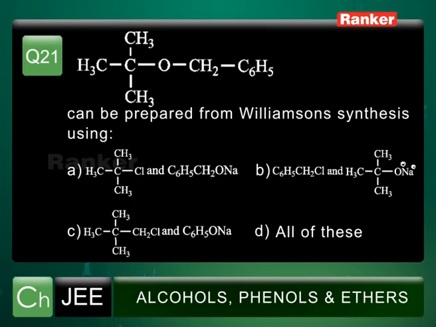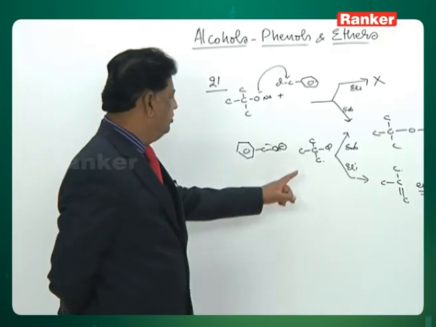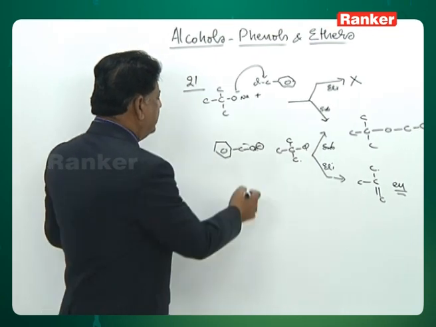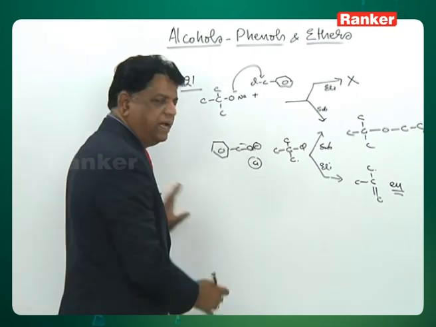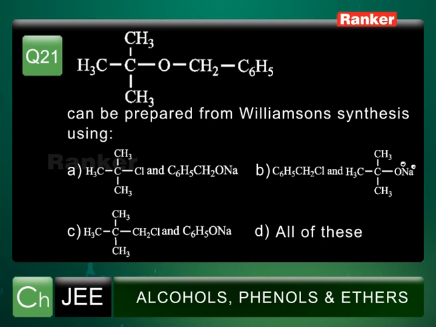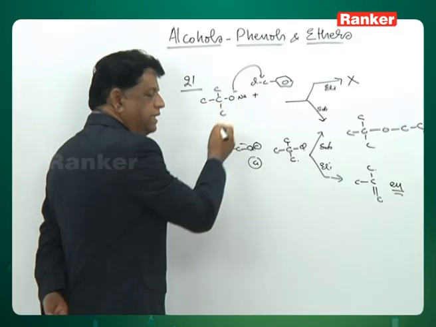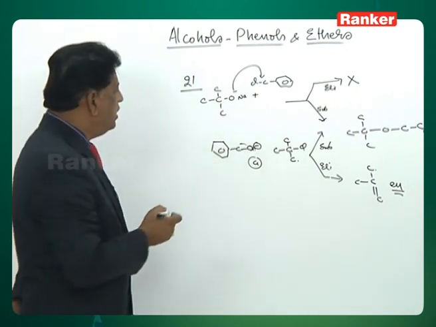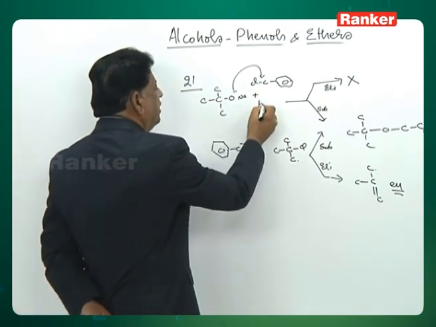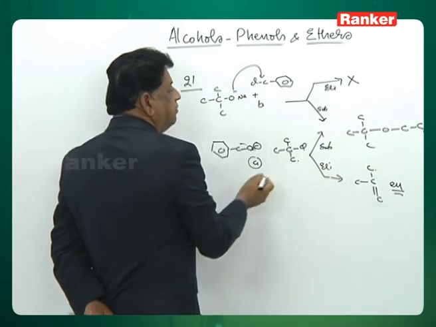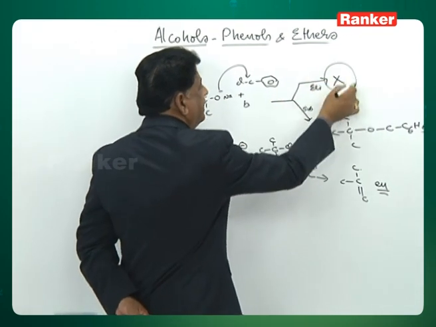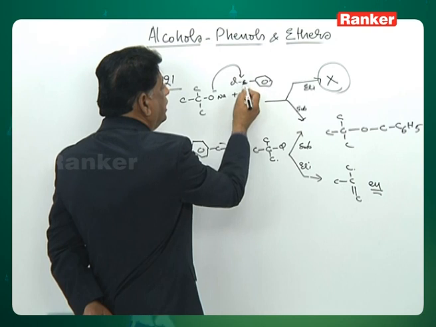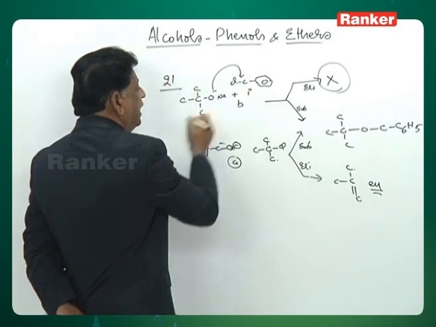Let us see the options here. The first one is a tertiary alkyl halide and the phenol, this is A. The second one takes benzyl chloride and the tertiary alkoxide as a sodium salt. This is option B. B will be the excellent reaction because the byproduct is nil here, because elimination cannot take place. It's a 1 degree alkyl halide.